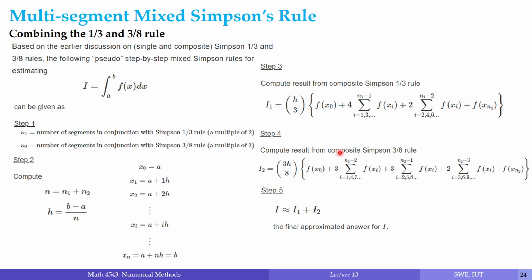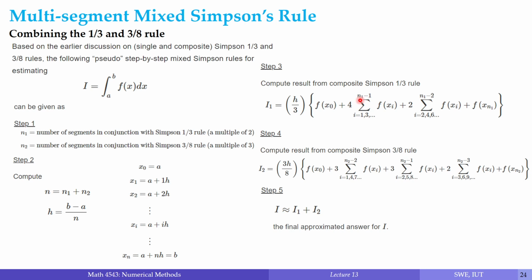Now we'll do the same thing for the group of segments over which we are applying the Simpson's 3/8 rule, the composite version. We'll use the formula that we have derived for the composite Simpson's 3/8 rule, and use the appropriate functional values at the appropriate slots. And notice that the value of n is now n2 over here, right? Because for the Simpson's 3/8 rule, the value of n has to be a multiple of 3. And in this mixed version, n2 is a multiple of 3 and n1 is a multiple of 2, which is why in step 3 we saw that n is replaced using n1, right?